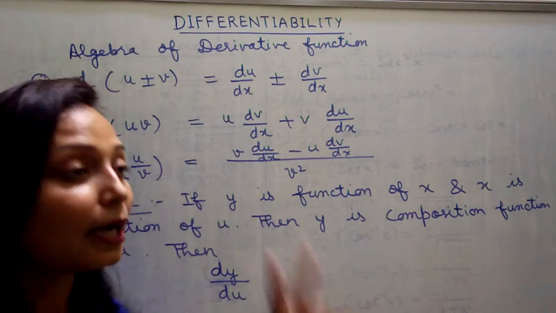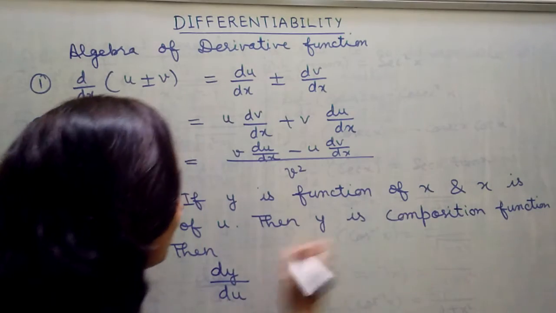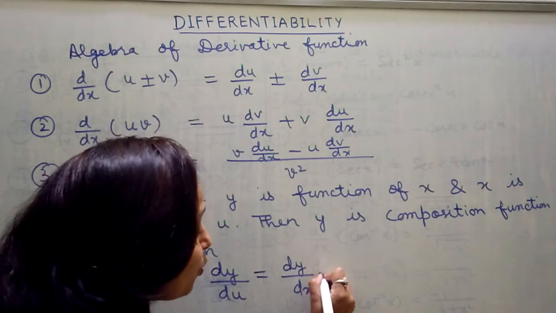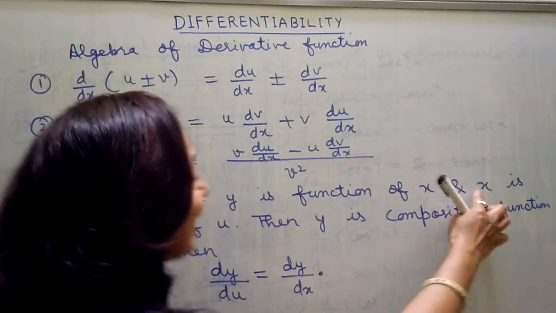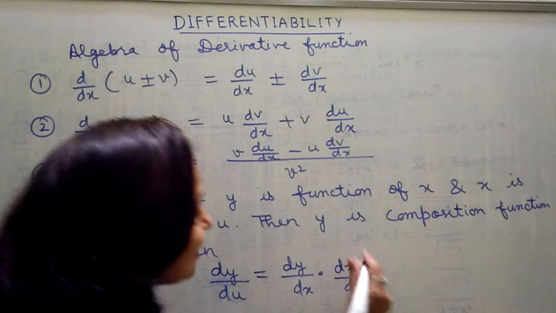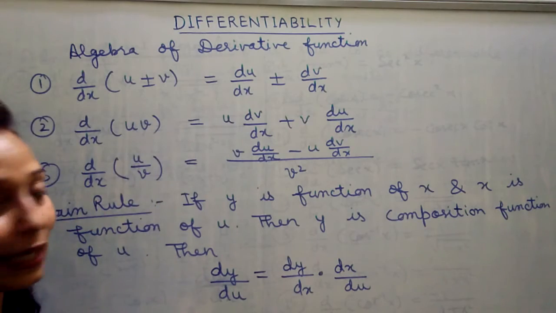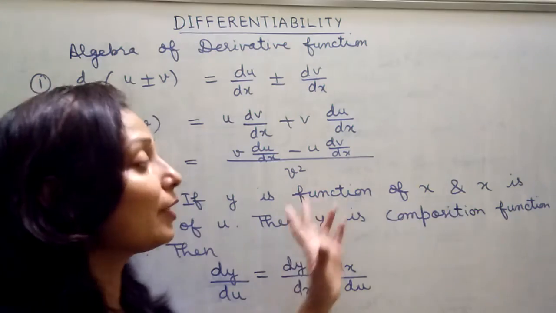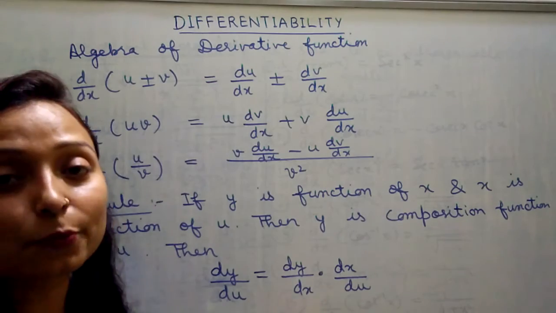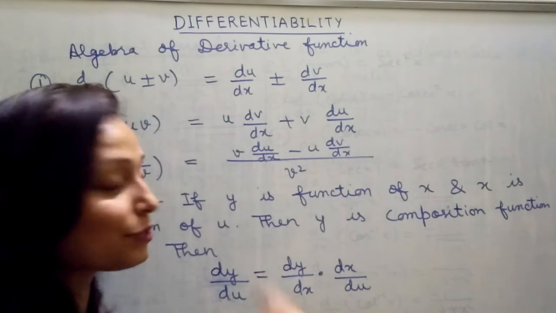How can we find it? By taking two functions. The function y, which is in the form of x, we take as dy upon dx, multiplied by x with respect to u, that is dx upon du. These both cancel and we get dy upon du. So this is the chain rule. If there are two different functions in the form of a third, we can solve it this way. Okay, I will start the exercise and solve the questions for you by using the chain rule.